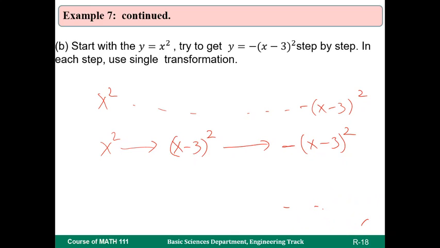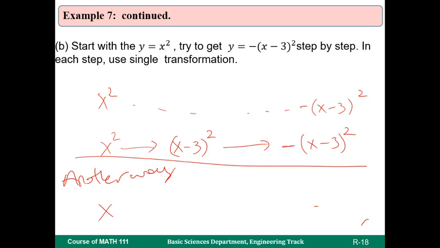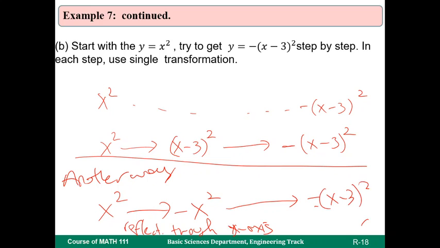Okay, this is one way to do it, or you can do it in different ways. Another way is, this is another path to go. You can do it with this, like x squared becomes minus x squared, so it becomes a reflection through the x-axis, and then after this you change x with x minus 3, giving minus x minus 3 squared.